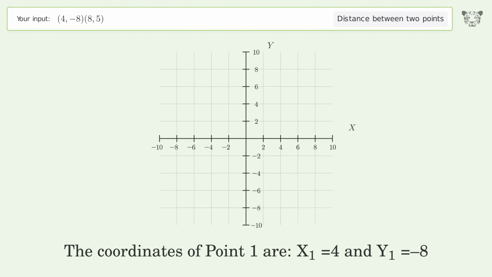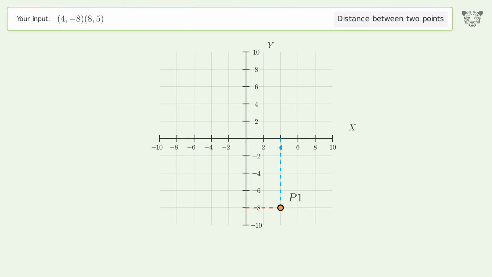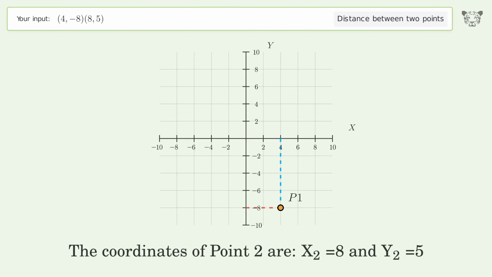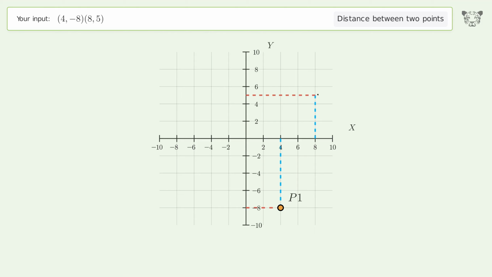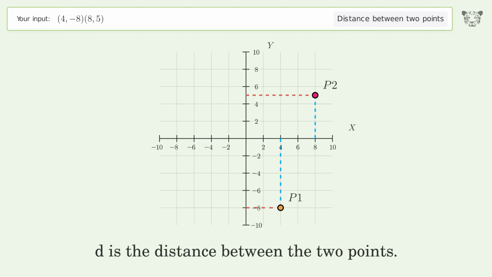The coordinates of point 1 are, x1 equals 4 and y1 equals -8. The coordinates of point 2 are, x2 equals 8 and y2 equals 5. D is the distance between the 2 points.